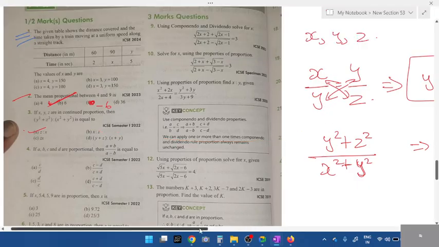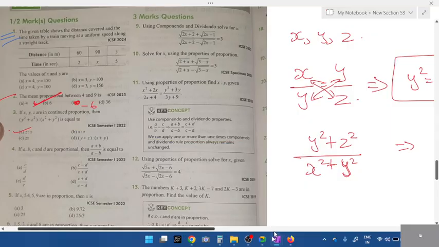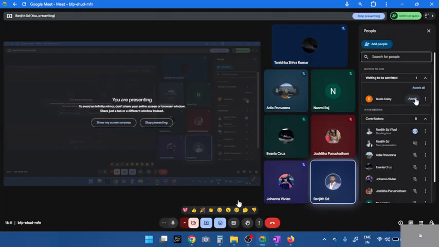This is how they give. You want to make a note, students. First copy the question, or I'll send the question. You'll just copy the answer.